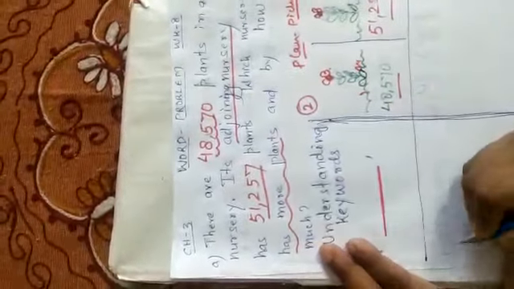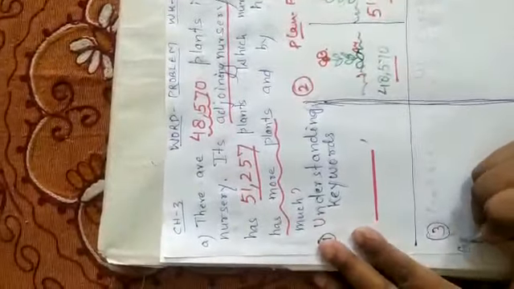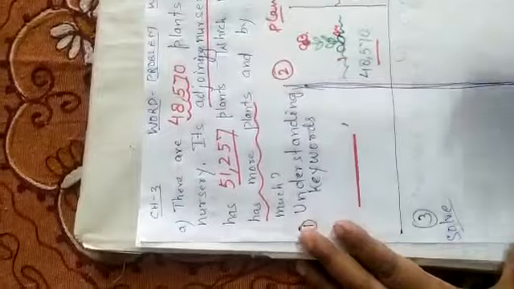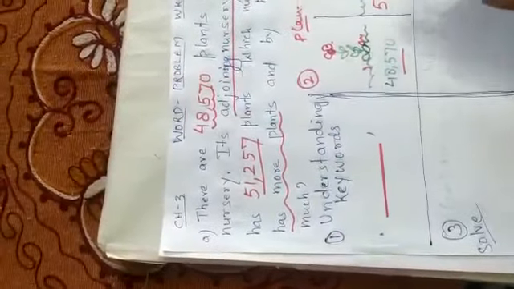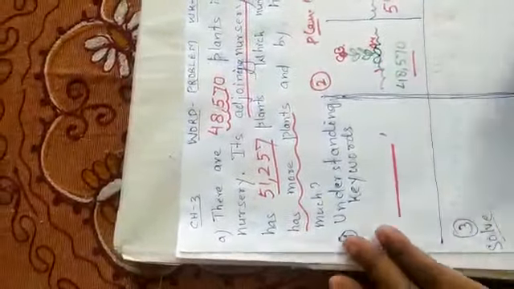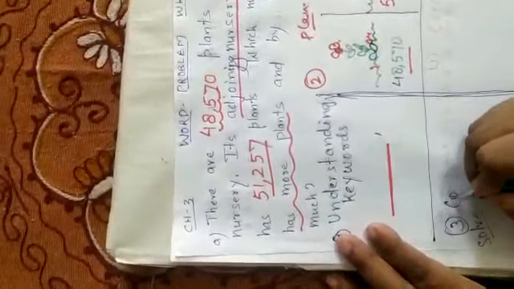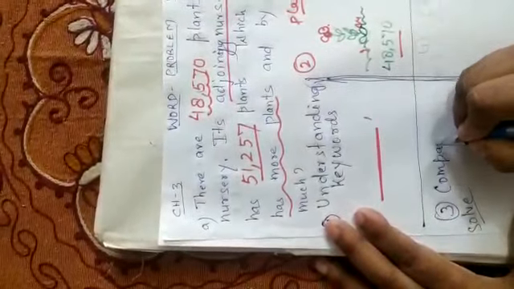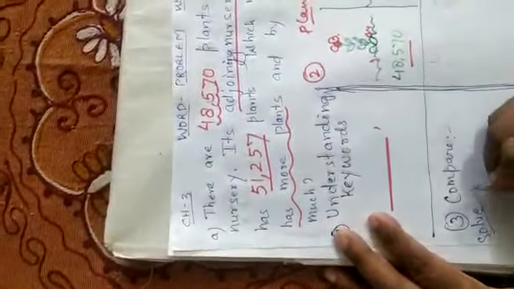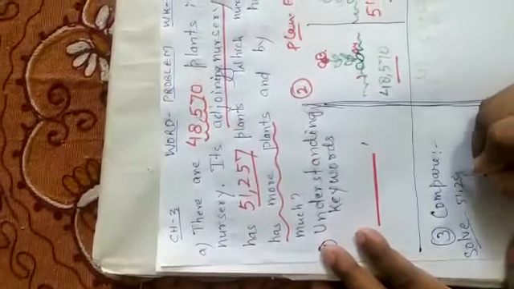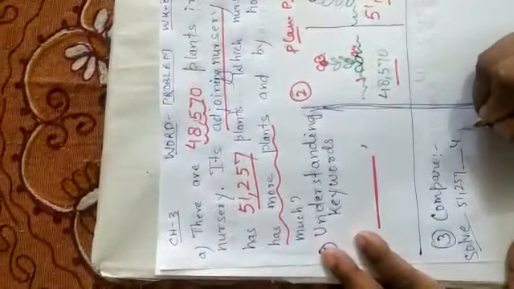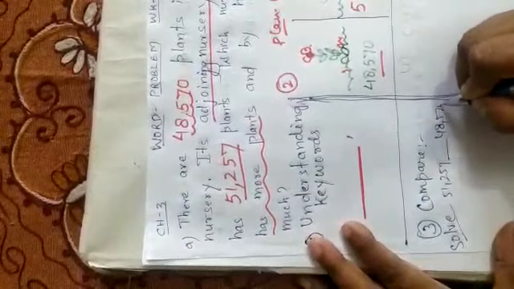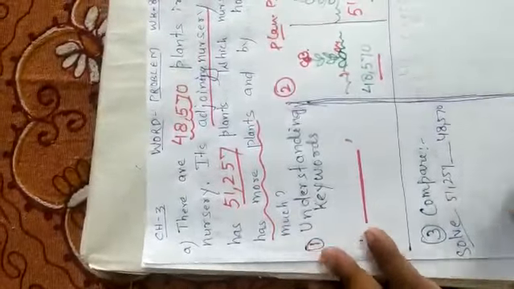Now the third step is we will solve the problem, that which nursery has more plants and by how much. Here there is a question of comparison. So firstly we will do comparison. We will compare the two numbers, 51,257 and 48,570. We will compare which one is more and which one is less.